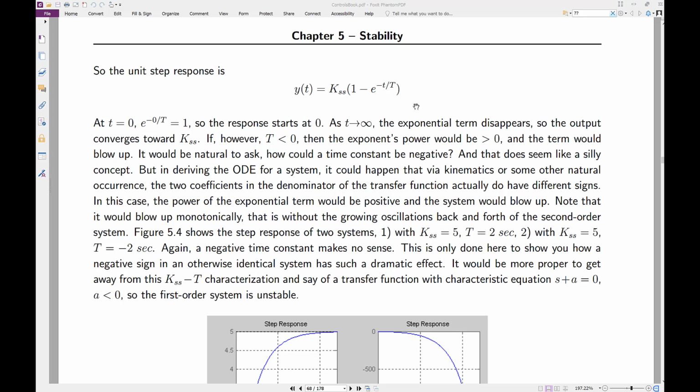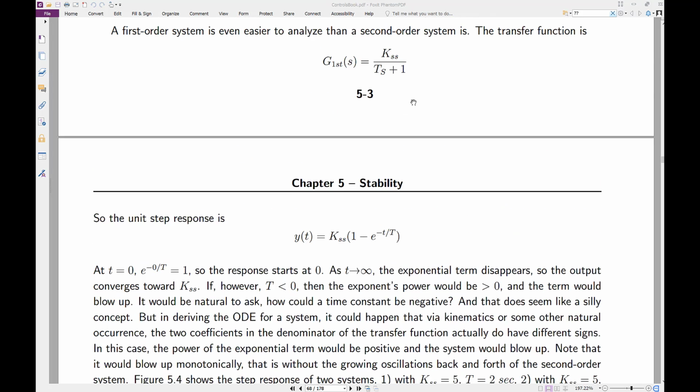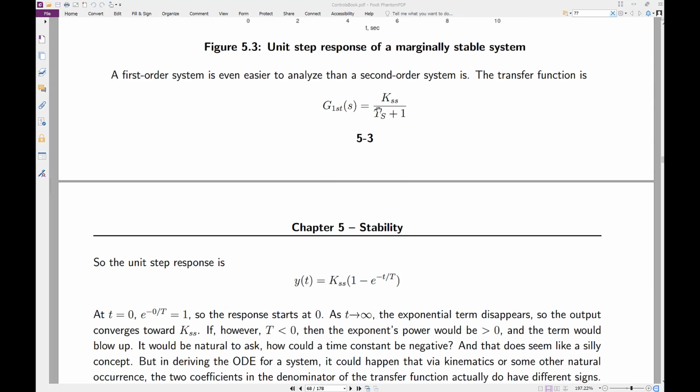But it could happen, actually, that T turns out to be negative. Now, that seems odd because the time constant is the time that it takes a system to respond. But various things can happen that basically produce, if we look at our transfer function, a negative number right here as a coefficient of s.